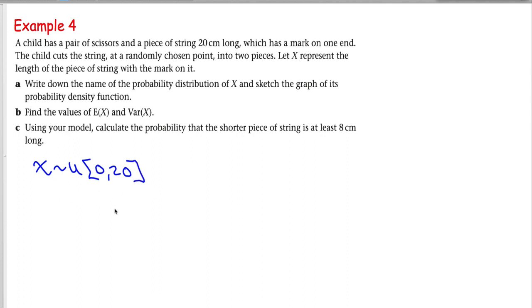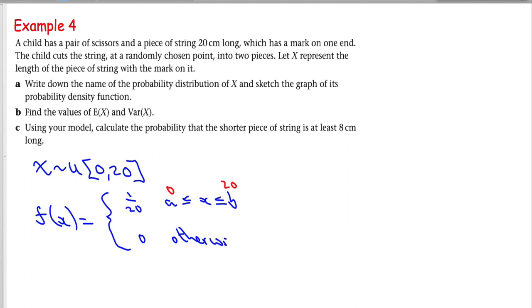So that's the interval it follows, which means that f of x is 1 over b minus a, which gives me 1 over 20 when a is less than or equal to x less than or equal to b. In this case, that's 0 less than or equal to x less than or equal to 20, and it's 0 otherwise. Okay, write down the name of the probability distribution of x. We've done that. Sketch the graph of its probability density function. Okay, let's do this as quickly as we can.